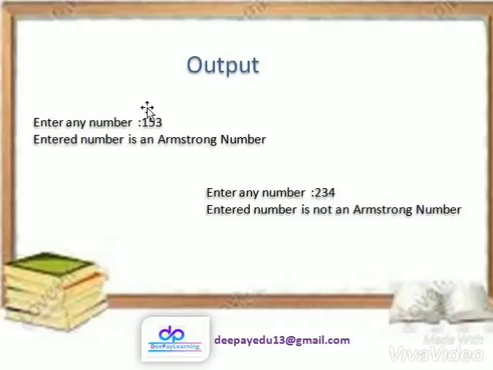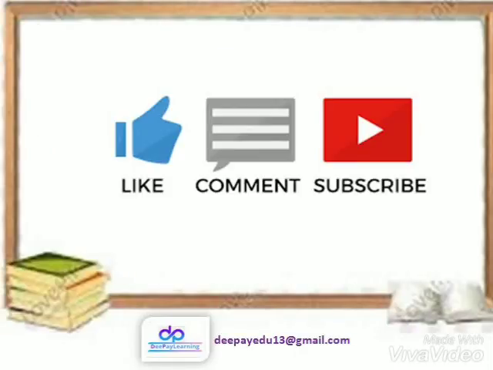Now when we run the program, the output will be, if we enter the number as 153, it will display entered number is an Armstrong number. The other case will be, if we enter the number as 234, it will give us the output entered number is not an Armstrong number. So here I have shown you by taking 2 examples.